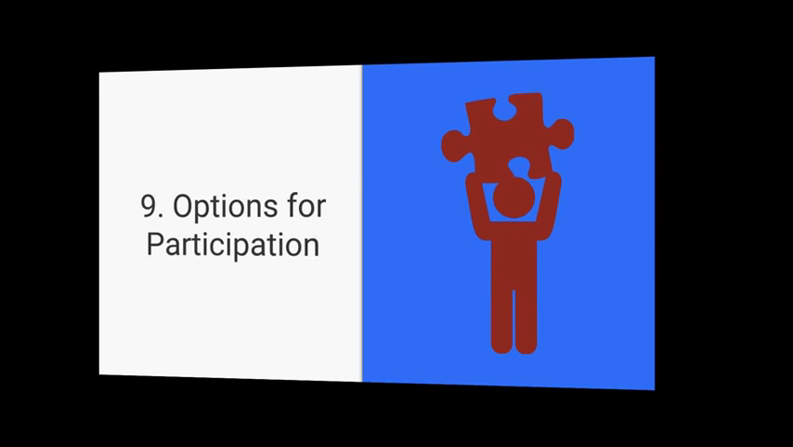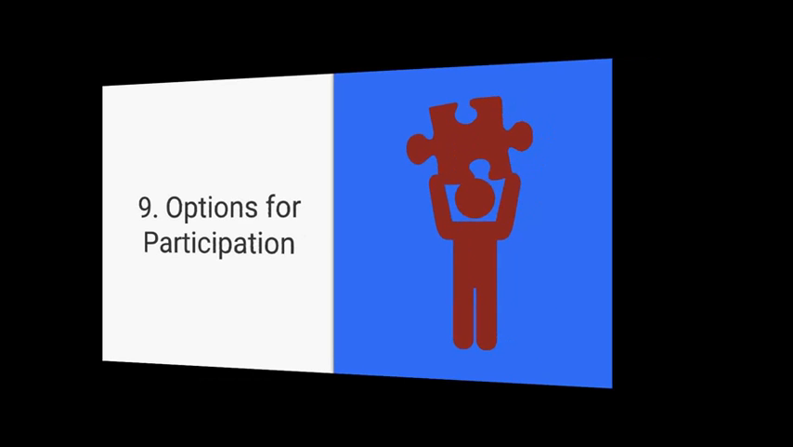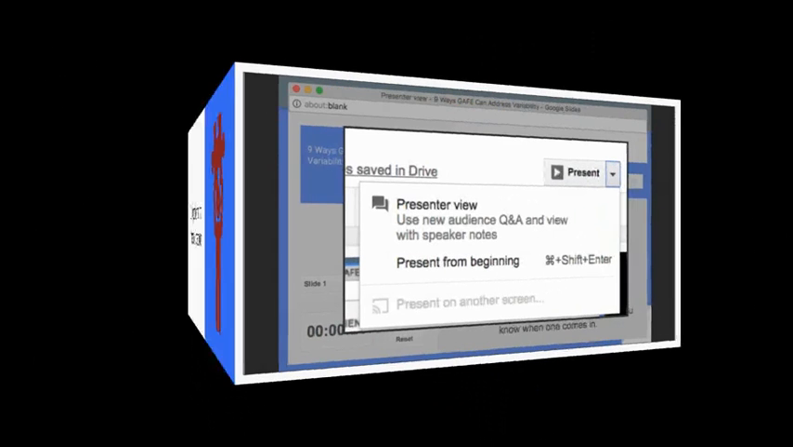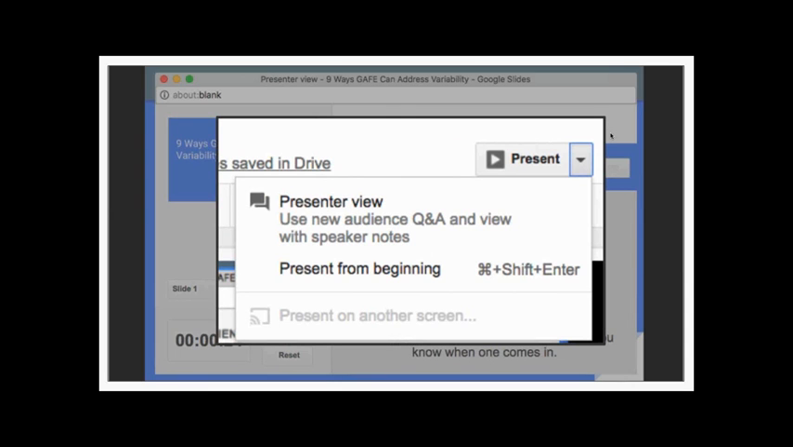All right, so options for participation, that's another big thing, is how can you help students participate in class, because that can sometimes either squash engagement or it can enhance engagement. So there's some different tools that you can use. I don't know if you've checked out Google Slides lately, but in the top right-hand corner of your screen where you have Present, there is an arrow that you can click. And when you click on that arrow, you can go to Presenter View and use the new Audience Q&A feature.